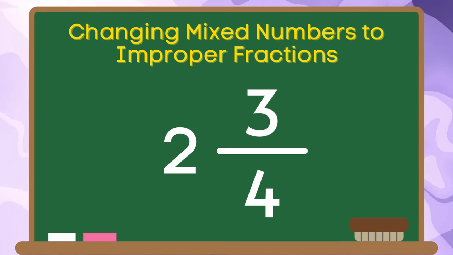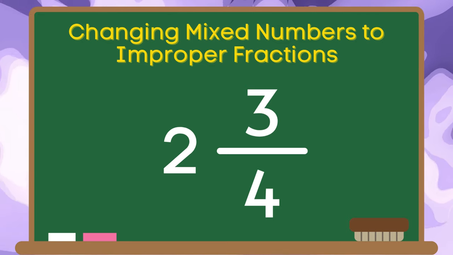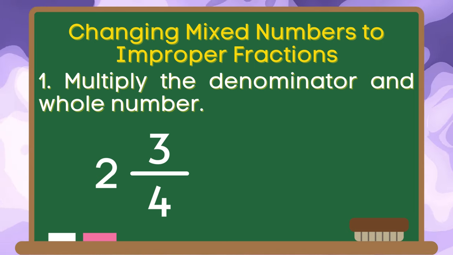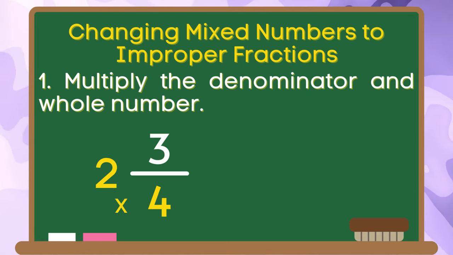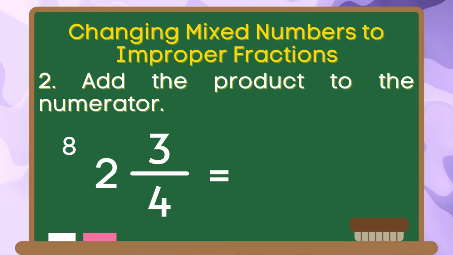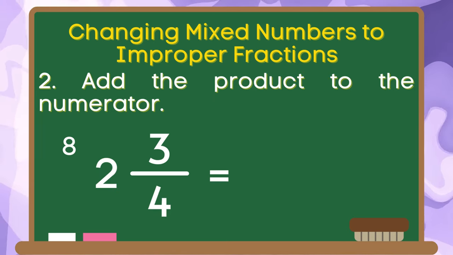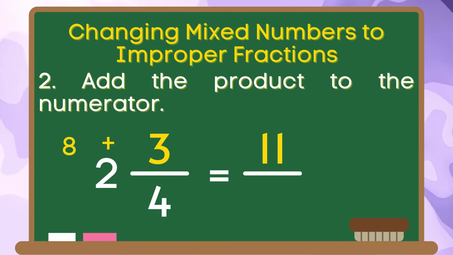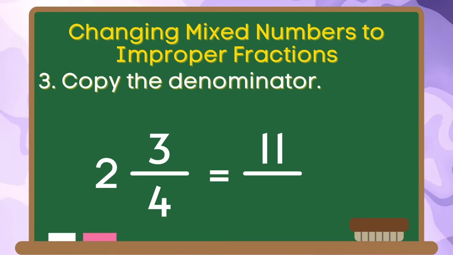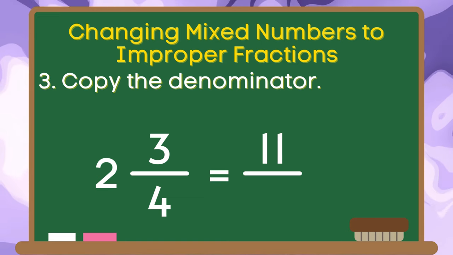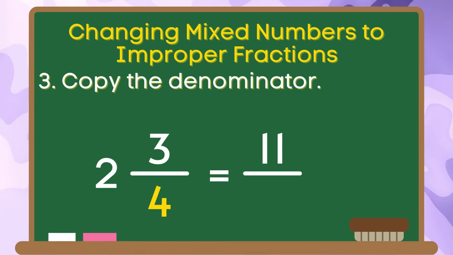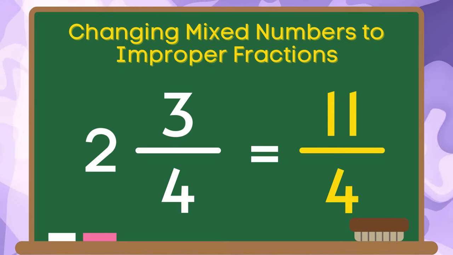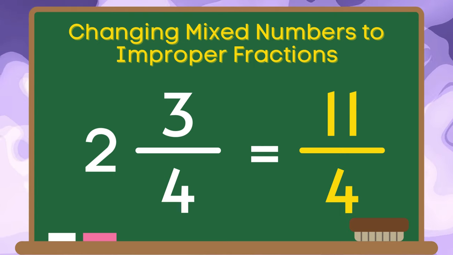We are going to change the mixed number 2 3/4 to an improper fraction. Let's do step 1. Multiply the denominator and whole number. 4 times 2 is equal to 8. For step 2, let's add the product to the numerator. 8 plus 3 is equal to 11. For step 3, we are going to copy the denominator. Let us copy the denominator 4 to our answer. Therefore, the improper fraction for 2 3/4 is 11 over 4.